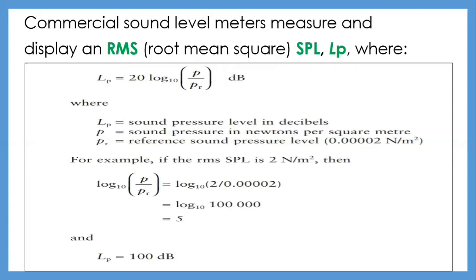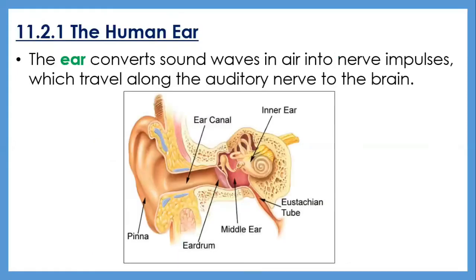Now, on the next key subtopic, we will be discussing the human ear. The function of our human ear is that it converts sound waves in air into nerve impulses, which travel along the auditory nerve to the brain. Further processing in the brain results in the perception of sound and the recognition of auditory patterns.